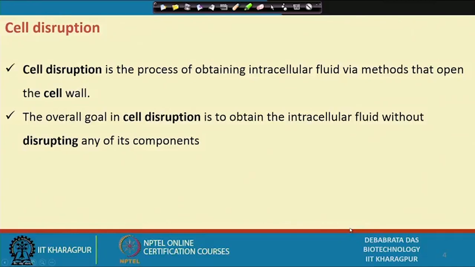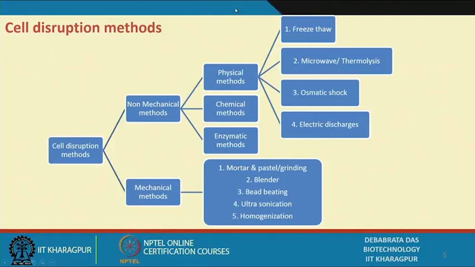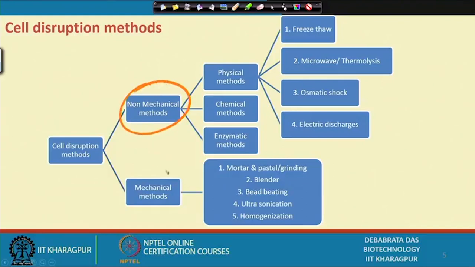And the cell disruption, I told you that the main goal is to release the intracellular fluid without disrupting any component present inside the cell. That is the main purpose of the disruption process. Now, the cell disruption process may be divided into two types. One is the non-mechanical method, another is the mechanical method. In non-mechanical methods, we have physical, chemical and enzymatic methods.